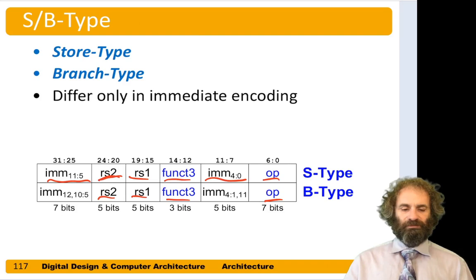B-type is for branches, and the least significant bit of a branch offset is always 0, because branches are always by an even amount. So there's no need to store immediate 0, because that's always 0. So instead we can store a 13-bit branch offset, bits 12 through 1. And they're in a bit of a funny encoding like this. And we'll come back and look at that further later on.